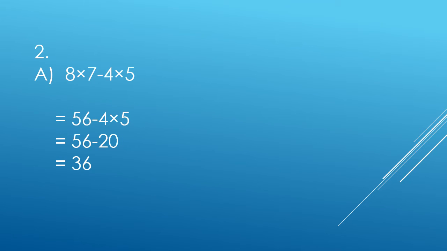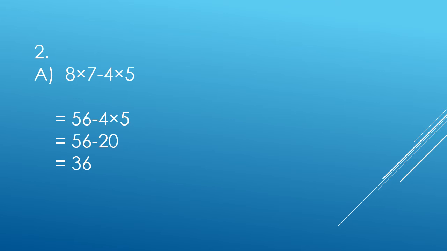Now question number 2, A part. This is also again a numeric expression and we have to apply the BODMAS. Now in this question we are having 8 times 7, 8 multiplied by 7, or you can say 8 times 7 minus 4 times 5. So 8 times 7 is 56. Now we are having minus sign. So write minus sign as it is and 4 times 5.